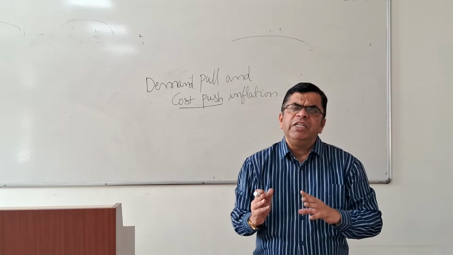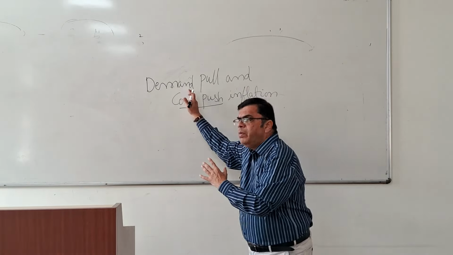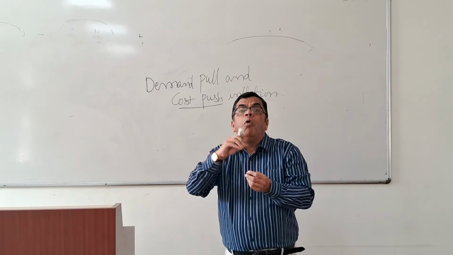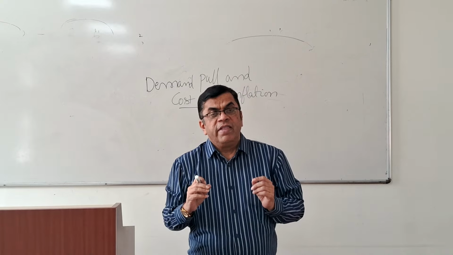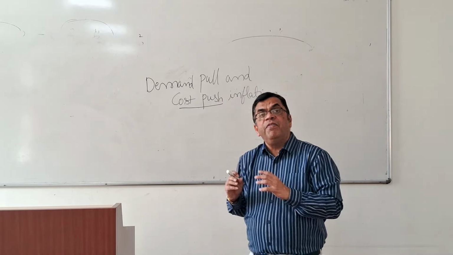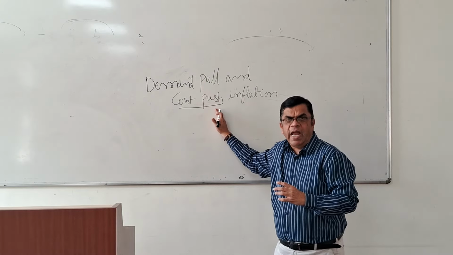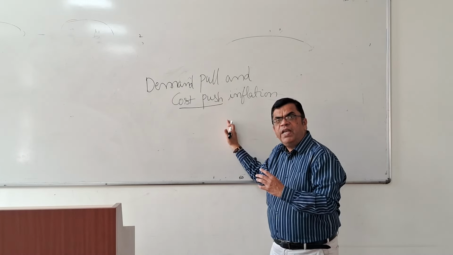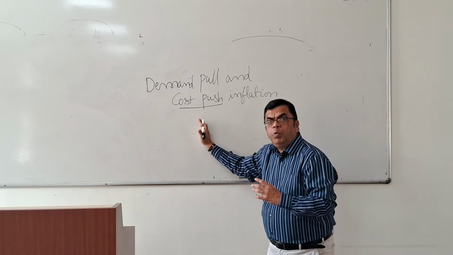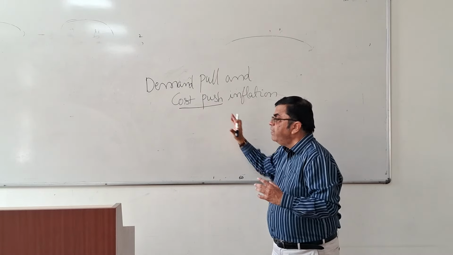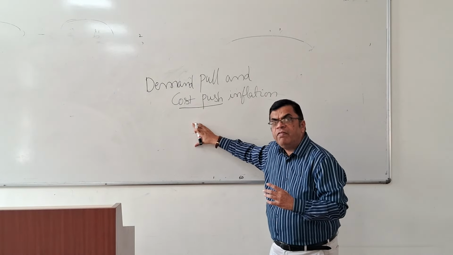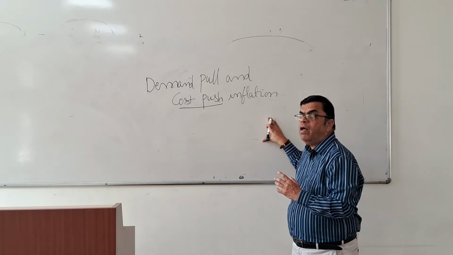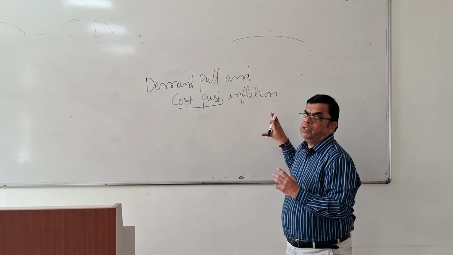So every inflation may have some element of demand pull and some element of cost push. In fact, they reinforce each other. So that is the reason why it is very difficult to segregate into two categories. Although theoretically speaking, we have two, it is very difficult to keep them in two watertight compartments and say this particular inflation has been caused because of demand pull factors only, and this particular inflation has been caused because of cost push factors only.